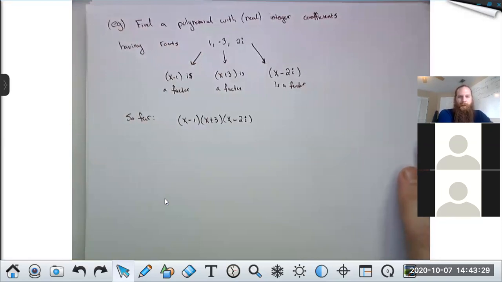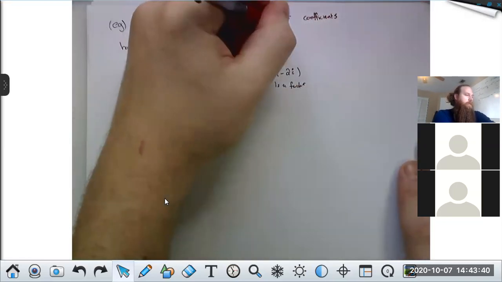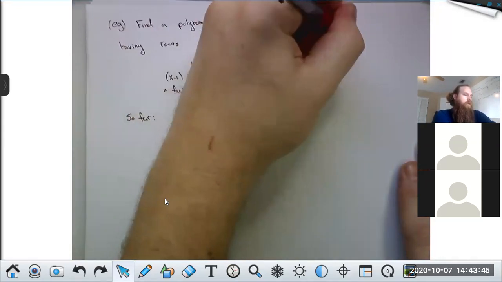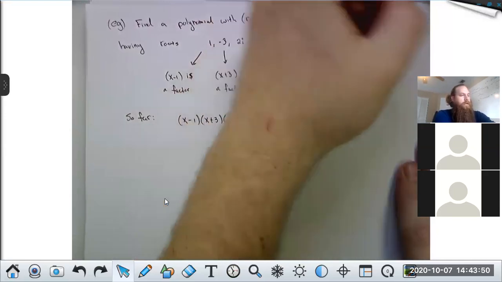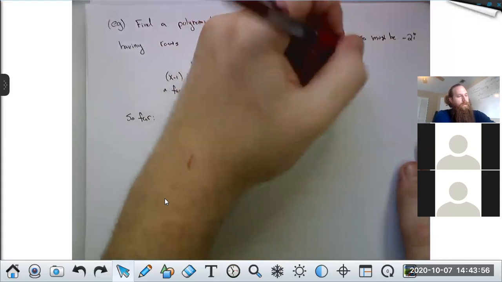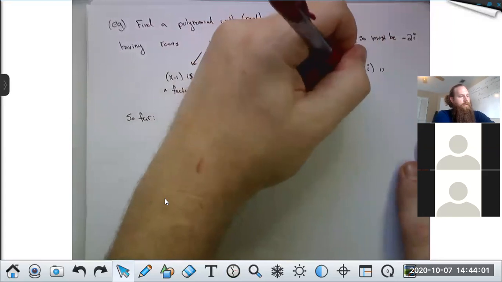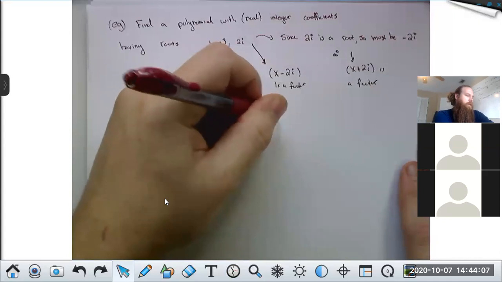Think back to that fact that I mentioned a minute ago. Good. -2i must also be a root, since 2i is a root, so must be -2i. Therefore, x plus 2i is a factor. So my polynomial is this guy.